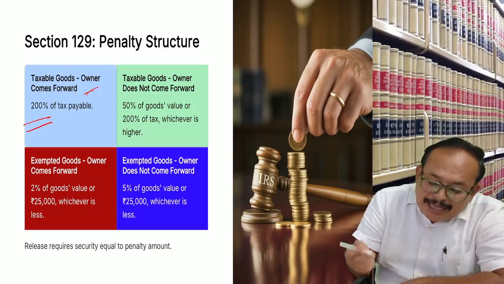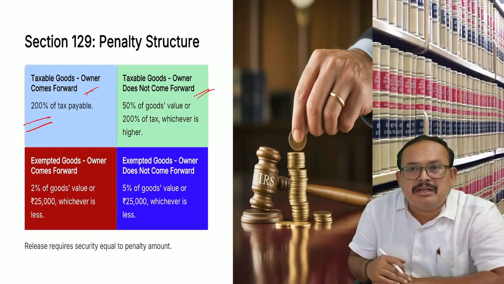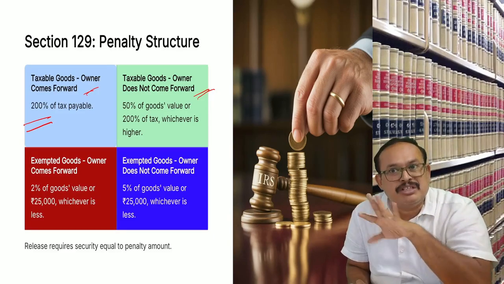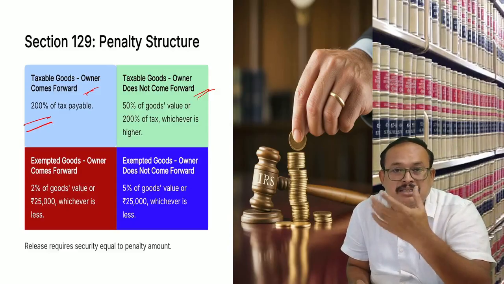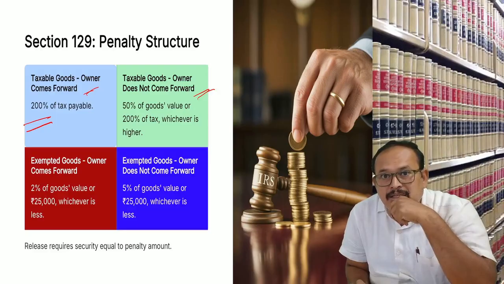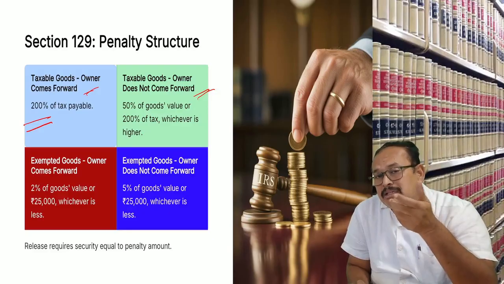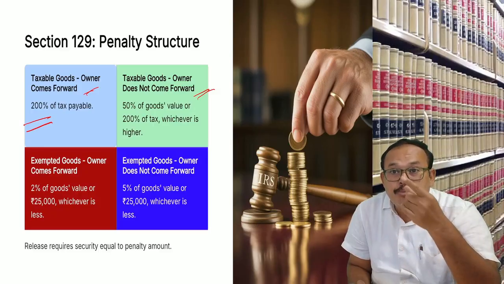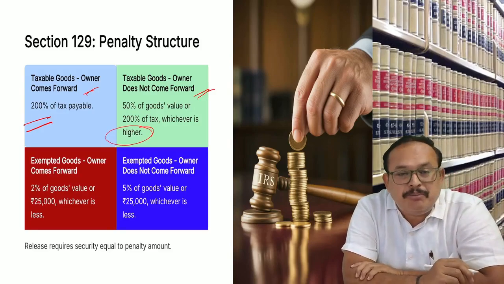Sir, it is a taxable good, but the owner does not come forward. He escaped, sir. First of all, then who is the owner? Department will decide. A circular is there. Based on the invoice, debit note, credit note, documents, information, delivery challan, consignor or consignee, anyone can be declared as the owner of the goods by the department. So if the owner does not come forward to pay the tax and somebody else comes forward, then the penalty under 129 is 50% of the value of the goods or 200% of tax, whichever is higher. Very powerful provision it is.